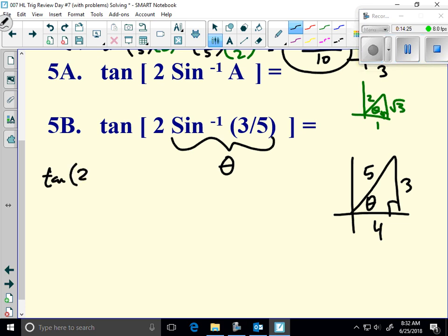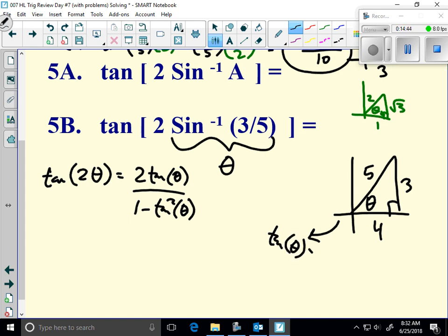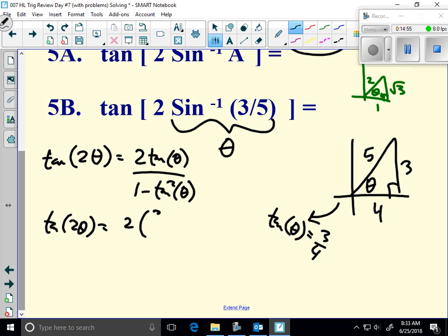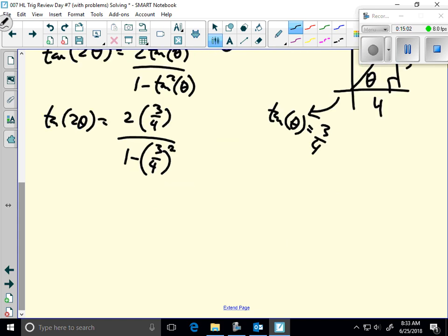So if I want tangent of 2 theta, recall that tangent of 2 theta is 2 tan theta over 1 minus tan squared theta. Okay, so what do I need? I need to know tan theta. So over here, tan theta yields me, what is that, 3/4? So I'm going to plug in 3/4 here. So tangent of 2 theta equals 2 times 3/4 over 1 minus 3/4 squared.